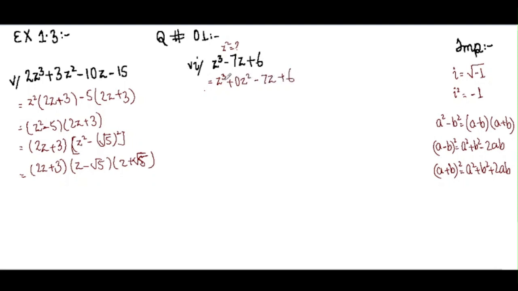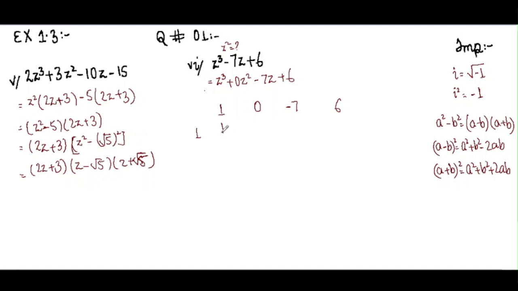You can see that it is in descending order: z cube, then z square, then z power 1, and then z power 0. Now we have to write the coefficients of the polynomial here: 1, 0, minus 7 and 6. And now we have to divide it by any number. You can choose literally any number. First of all, let's try it with 1.